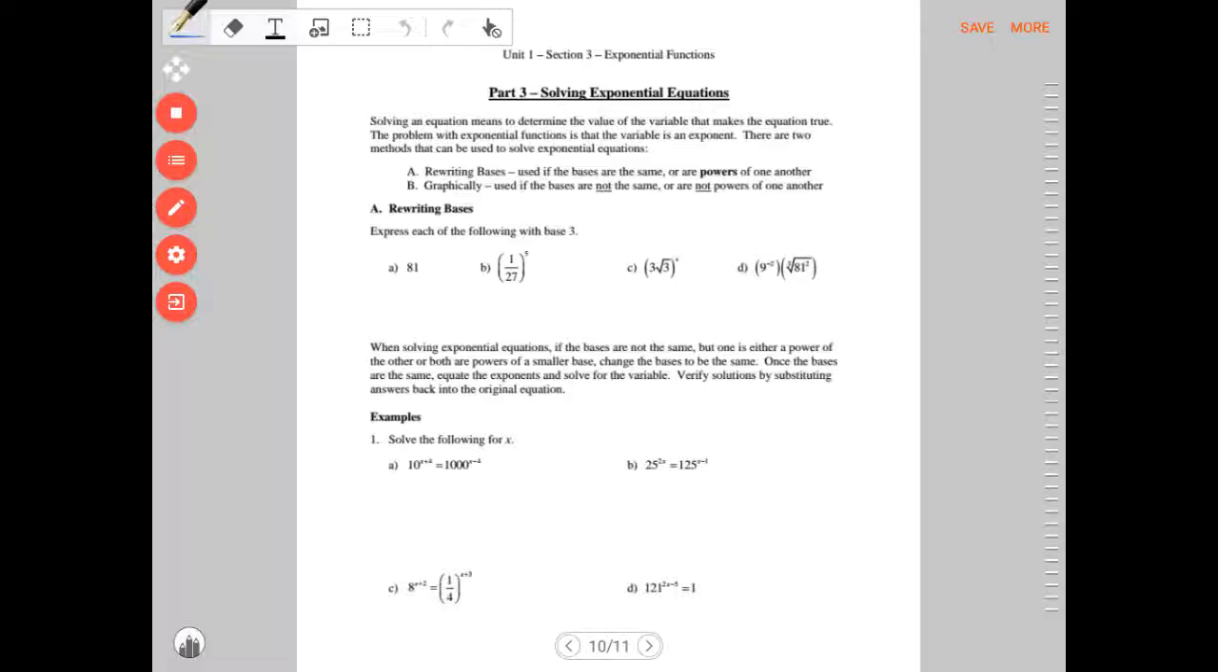Okay, so tell you what, part A, we're going to rewrite the bases. Okay, so here, express each of the following as base 3. Okay, so 81, okay, we're saying that 81 is 3 to the something. So 3 times 3 times 3 times 3. How many 3's is there? Well, of course, this one is 3 to the 4th equals 81.